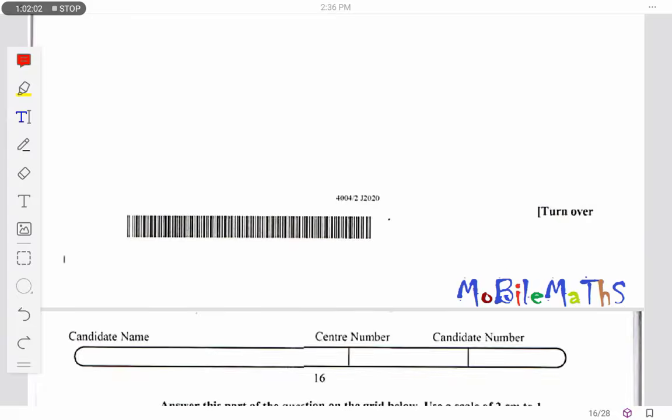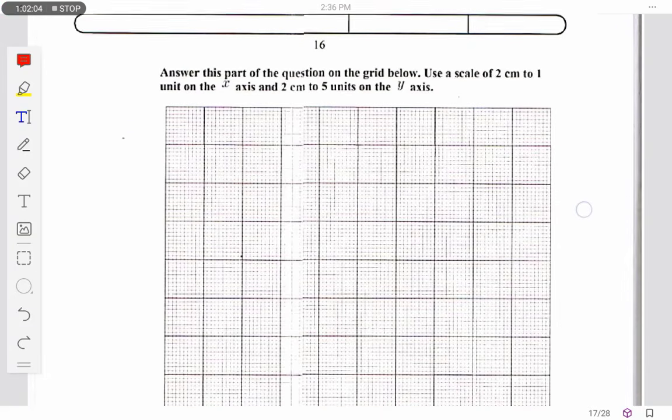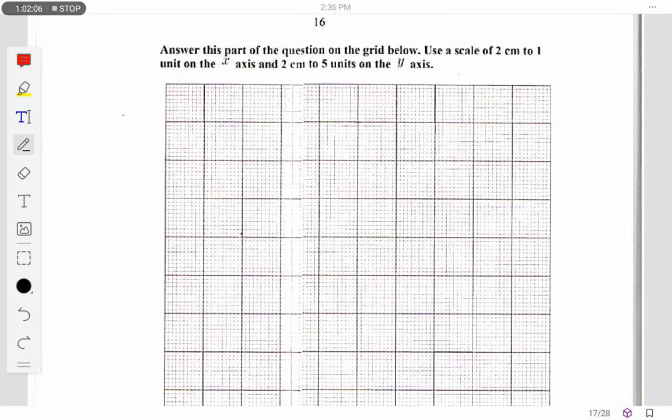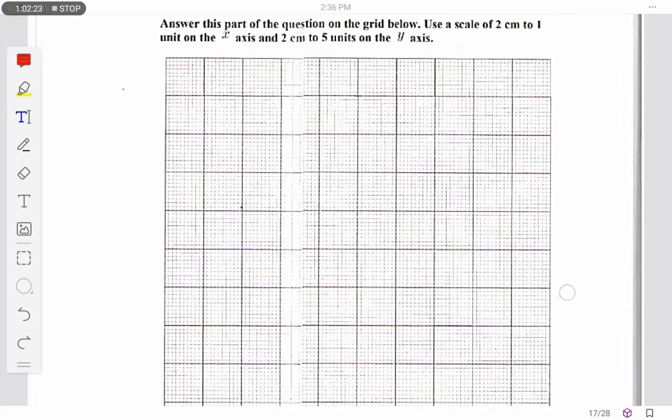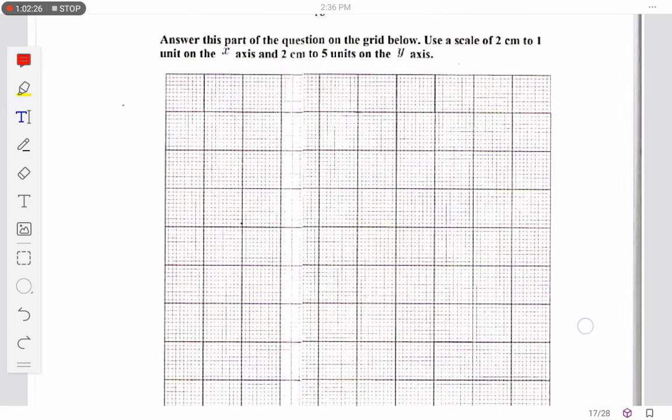Now let's answer the next part. They want us to draw the graph. Please take note of the scale that they are giving us. For the x-axis, 2 centimeters is one box. Then for the y-axis it is 2 centimeters to 5 units, so it could be like 5, 10, 15, 20. So let's draw that.